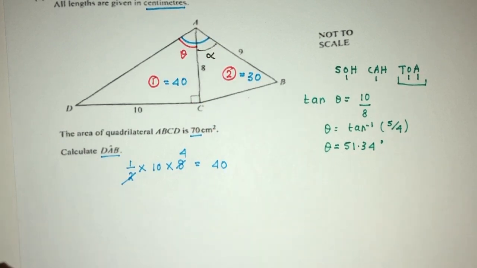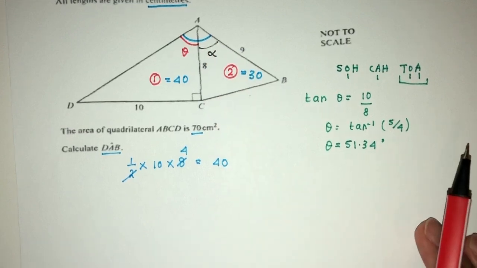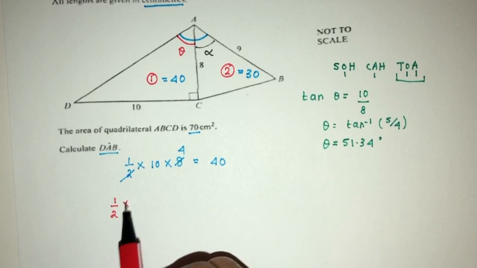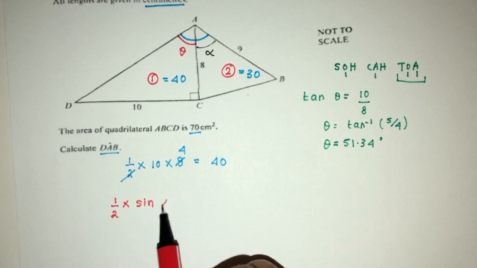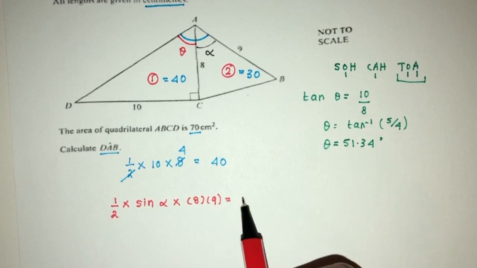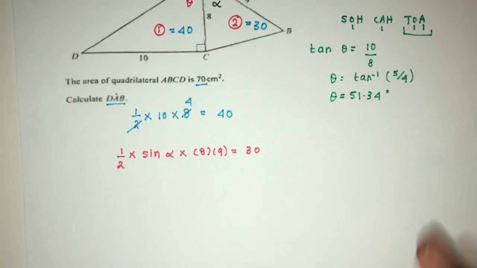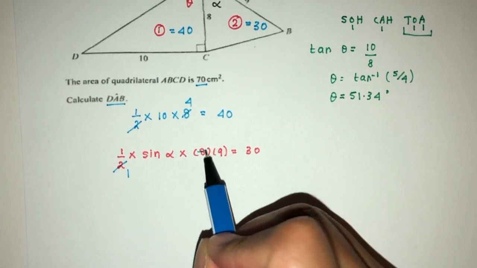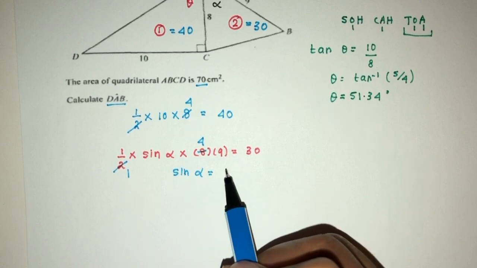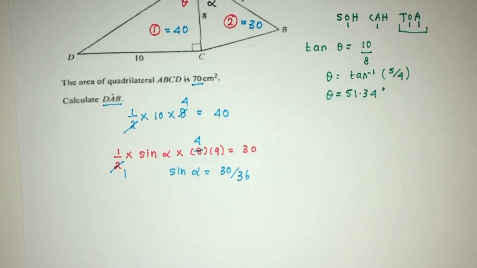Now, how would you find the area of triangle ABC? As you can see, we have the angle in between and we have these two sides. So we have to use the other formula, which is half times the two sides times sine of the angle in between. That should give you the value of 30 according to the question. So let's solve. So that will cancel out here, that will be 4. So sine of alpha should be 30 divided by 4 times 9, which is 36.